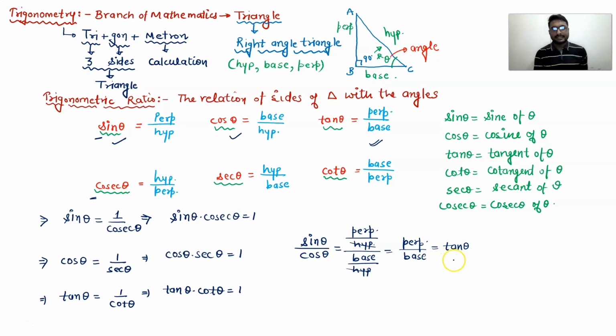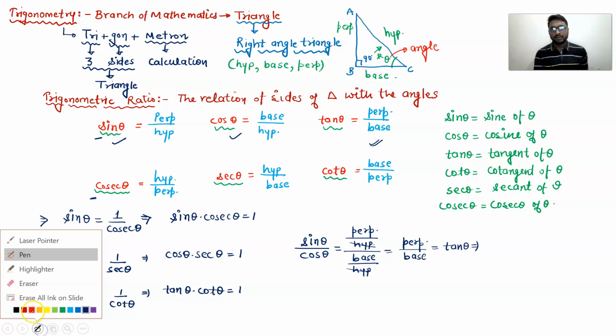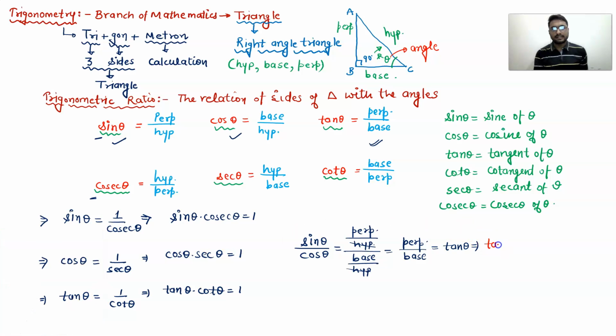So tan theta equals sin theta upon cos theta. This is the formula for tan theta. As you can see now, cot theta will be equal to the reciprocal of this one. So when we find the reciprocal, we definitely get cos theta upon sin theta. So this is how we can get the reciprocal formulas of trigonometry.